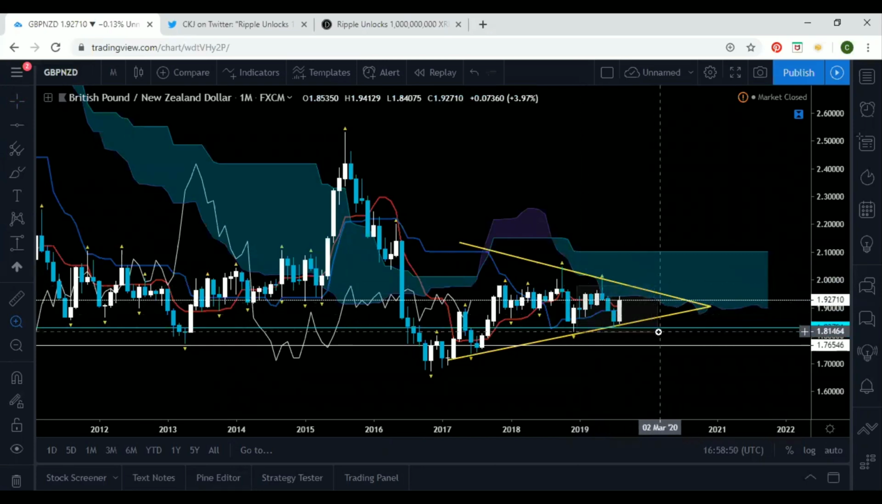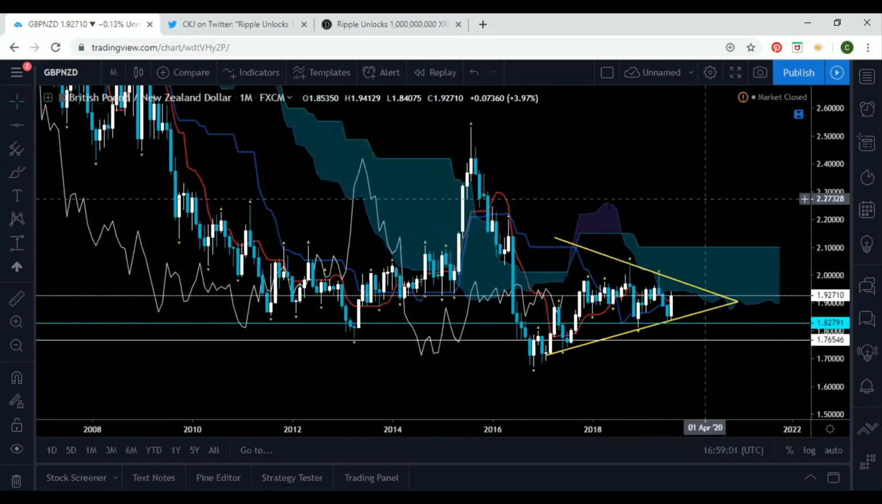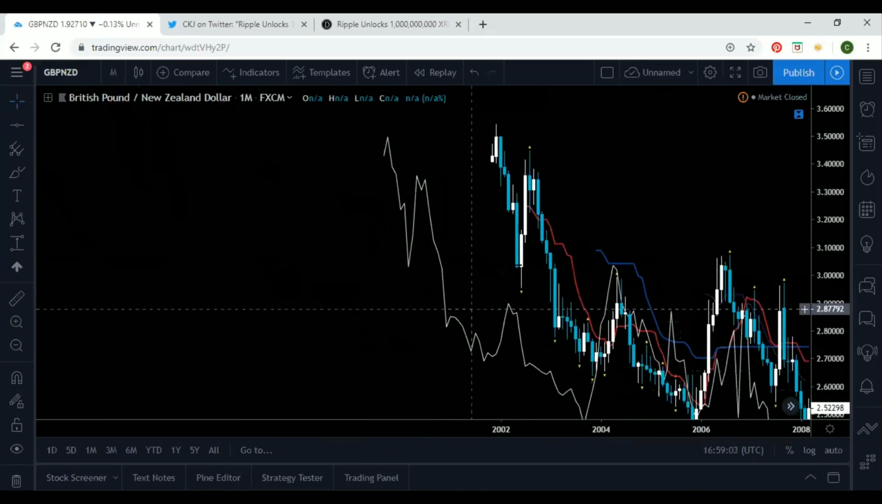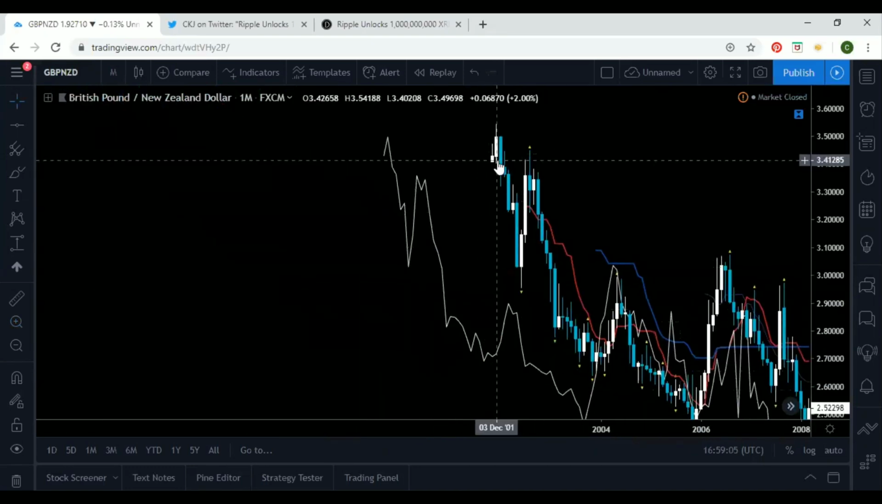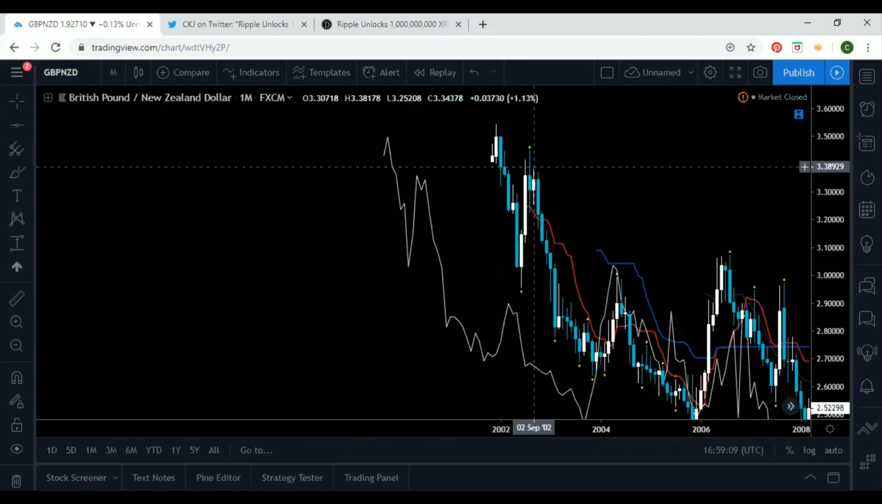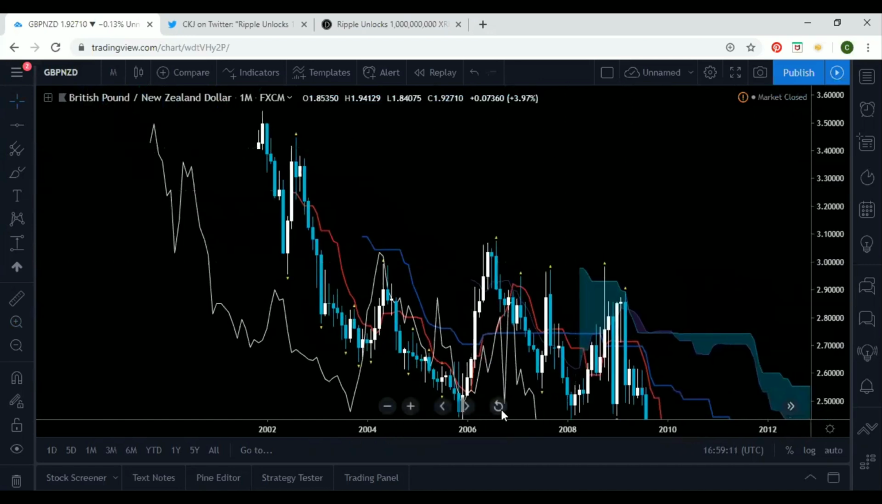So off the monthly time frame, we do have a symmetrical triangle that's forming. We've been on a downtrend since 2000, and honestly 2002, way back here. So 2001 actually, 2002 was when it started. But yeah, we've been on a downtrend for a long time.